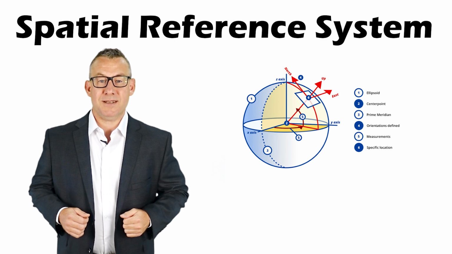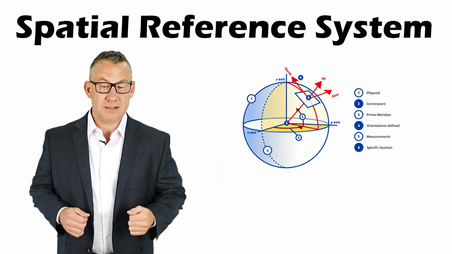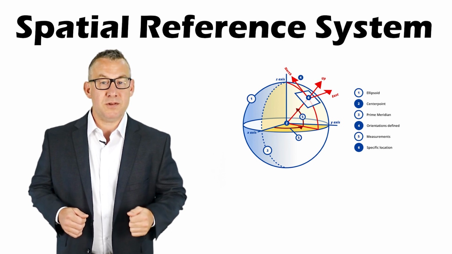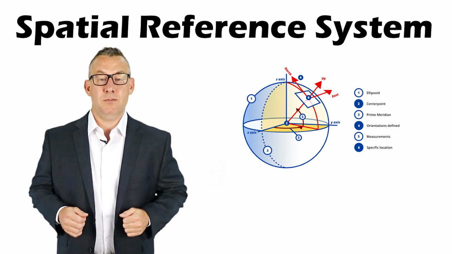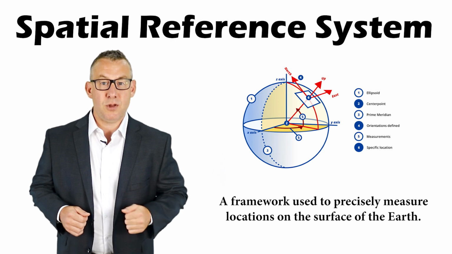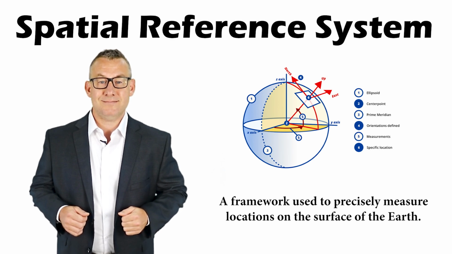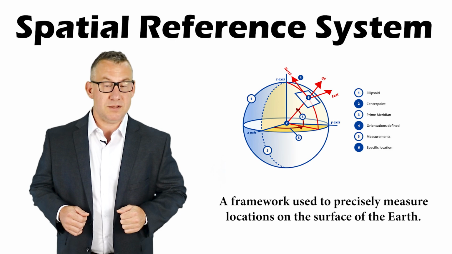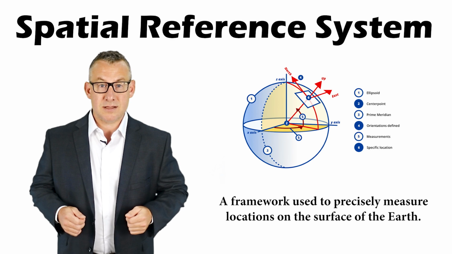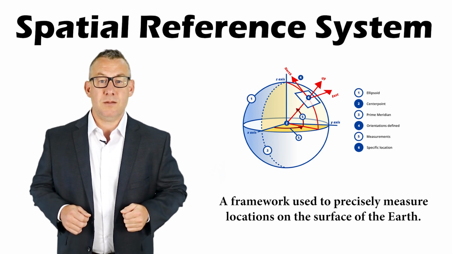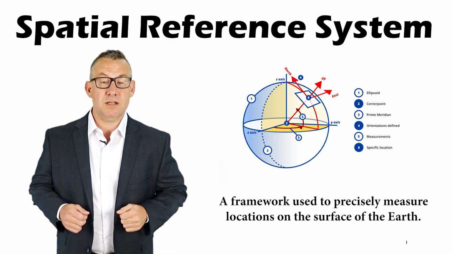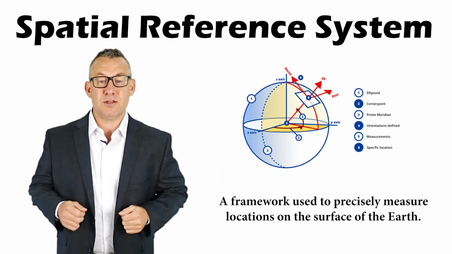A spatial reference system. A spatial reference system in GIS is a coordinate reference system. A spatial reference system, or coordinate reference system for the purposes of GIS, is a framework used to precisely measure locations on the surface of the Earth. Spatial reference systems that don't reference the surface of the Earth exist for other purposes such as gaming, but in the field of GIS, when we say spatial reference system or coordinate reference system, we are referring to a coordinate system that references locations on or near the surface of the Earth.